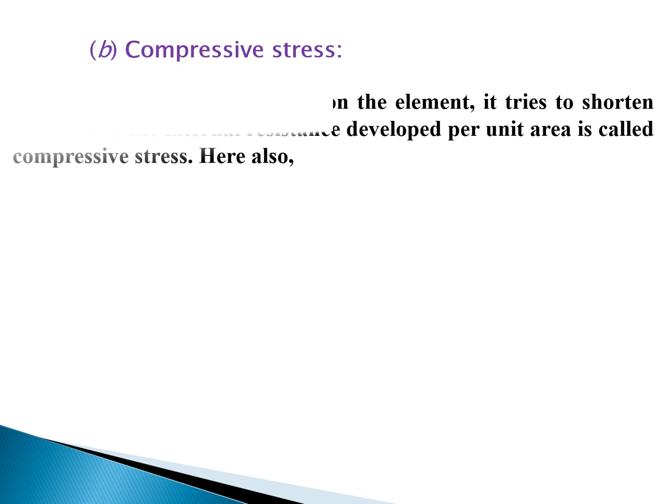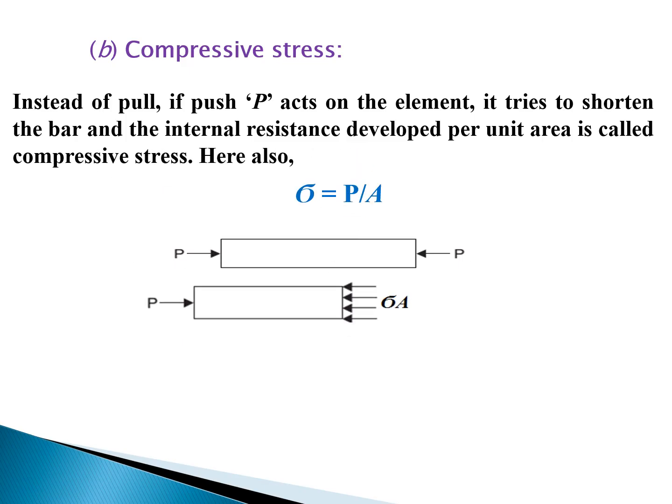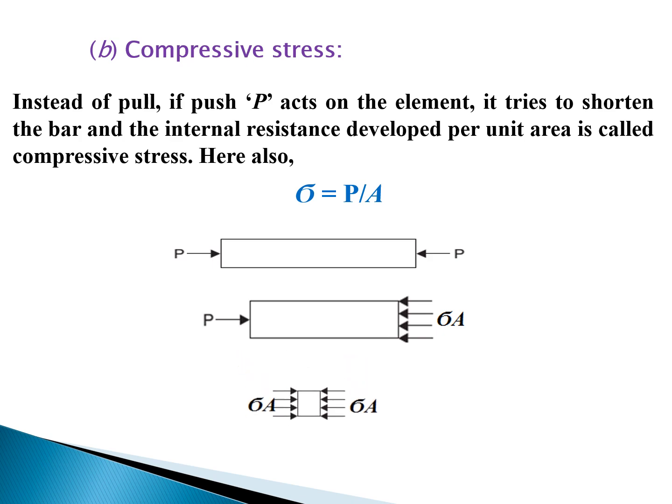Next, compressive stress. So what is compressive stress? Instead of pulling, if a push P acts on the element, it tries to shorten the bar, and the internal resistance developed per unit area is called the compressive stress. Just like the tensile stress, instead of pulling, the force is pushing, that is the push force. So sigma equals P by A, where sigma is the compressive stress. From these three pictures, it is clear about the compressive stress.